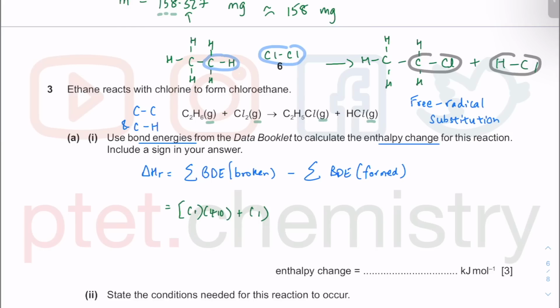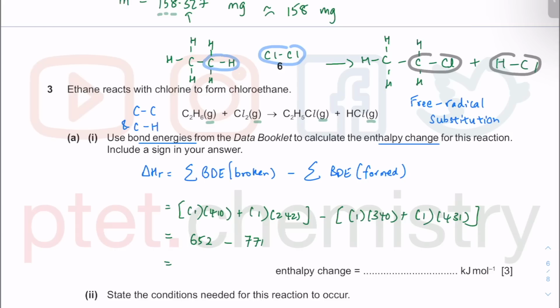That is 242. And then use brackets very wisely, close them up, and then minus the sum of the bond energy formed. You're forming one C-Cl. The C-Cl is 340, so 1 times 340. And then you have one HCl. The HCl bond energy is 431. So I'm going to sum up this side. 410 plus 242, that is 652. And then minus the other side, 340 plus 431, that is 771. So press that into your calculator.